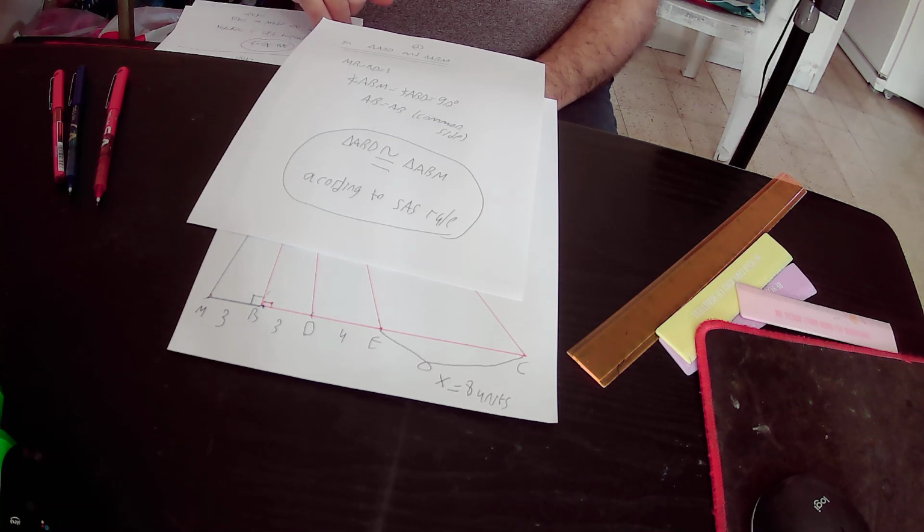What is the side angle side rule? If you prove that two sides and the angle between them in one triangle are equal to two sides and the angle between them in the other triangle, then you proved that those two triangles can go into each other, according to the side angle side rule.